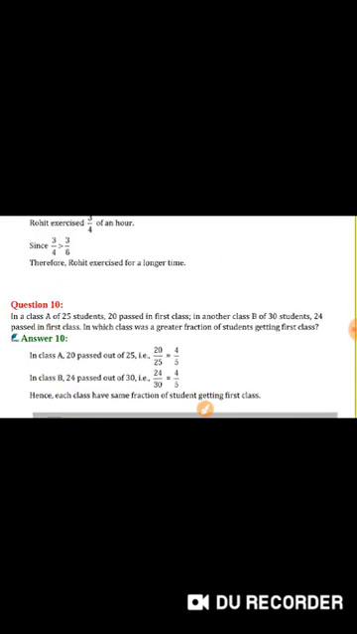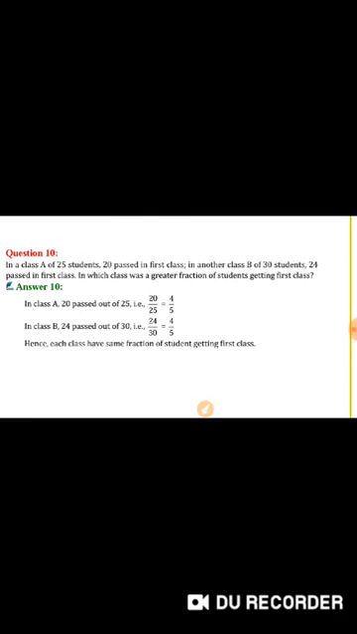Okay. Then the 10th question, the last question. In class A of 25 students, 20 passed in first class, and in another class B of 30 students, 24 passed in first class. In which class was the greater fraction of students getting first class? That means we have to write the fraction for both. So out of 25, 20 passed. In class B, out of 30, 24 passed.